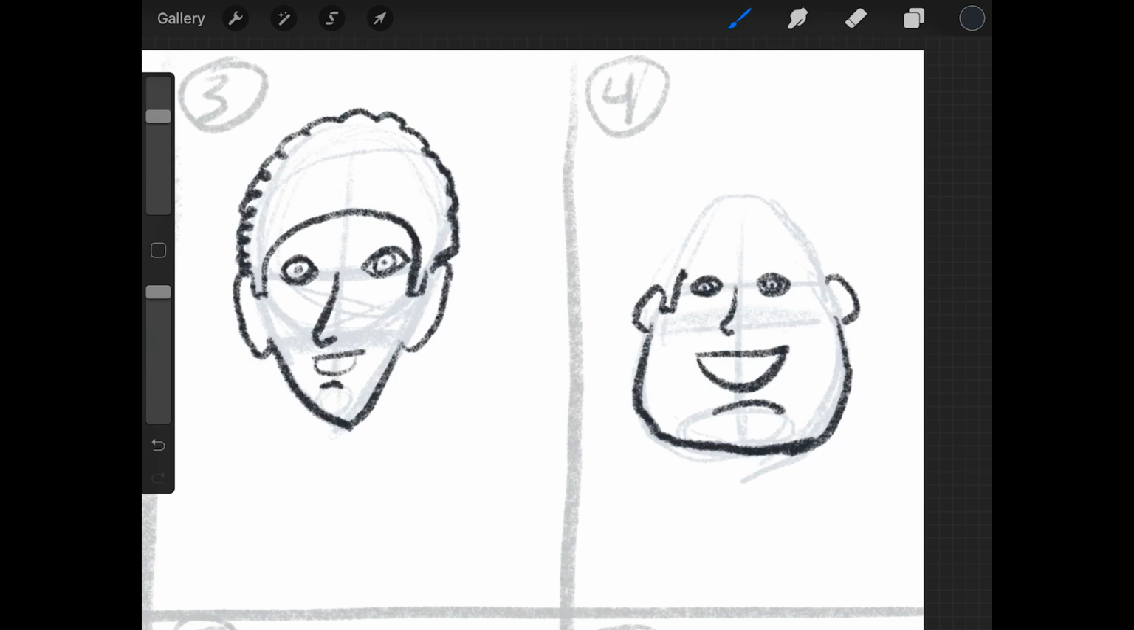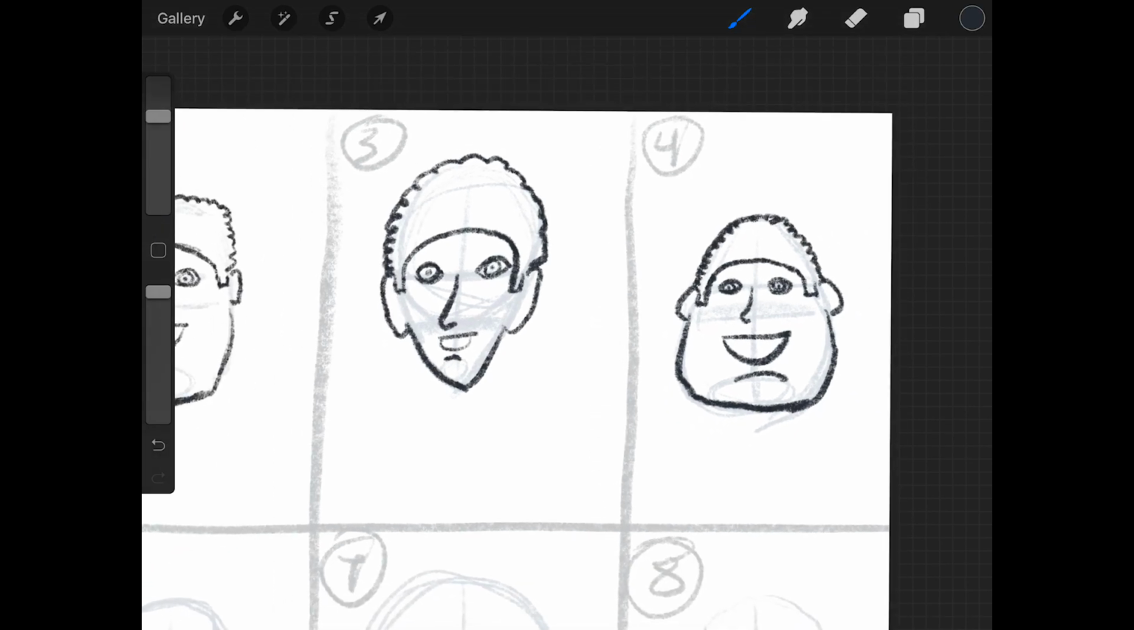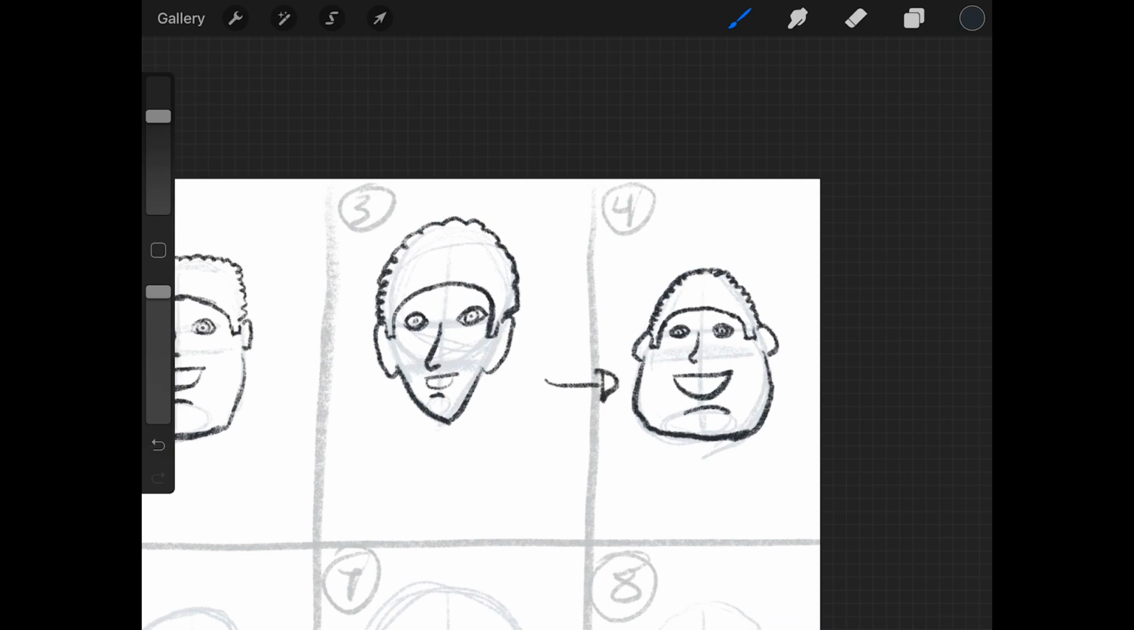Well, it makes him feel quite unintelligent. If you compare these two, the small cranium makes us think he's got a small brain. The large cranium makes us think he's got a big brain. So this would be great for a football player. This would be great for a scientist, a rocket scientist.